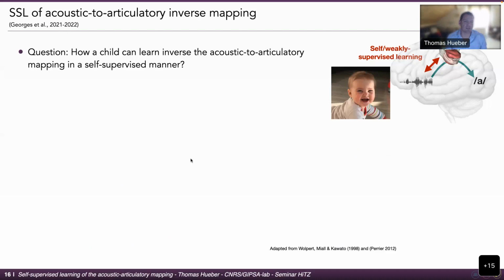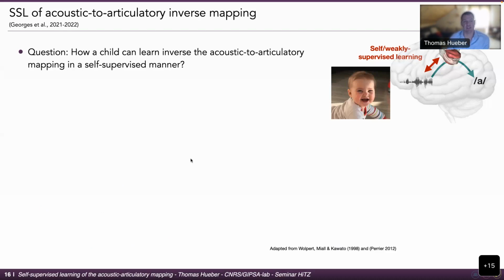So this was for the second study. Now I will finish the talk with a third study, the one that I think I'm very excited about. And again, this is the great work of PhD student Marc-Antoine George, that I co-supervised with Jean-Luc Schwartz.